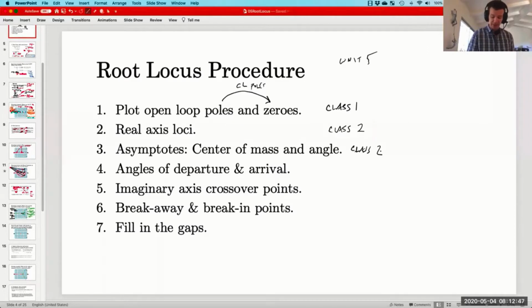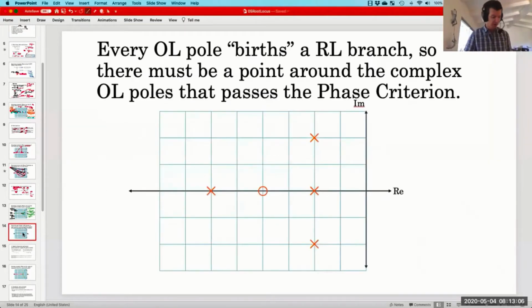Okay, so that leaves us today with class number 3. We're going to start talking about angles of departure and arrival. But after that quick review, are there any questions that have come up? So let's go ahead and move to this page in your note set.